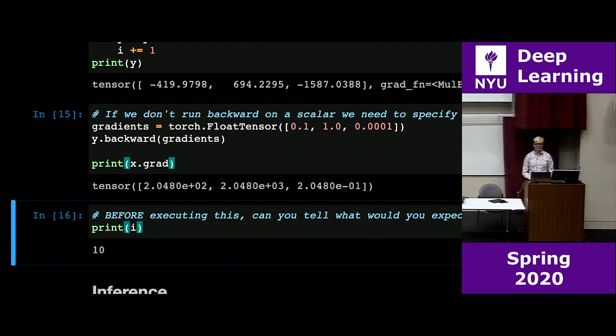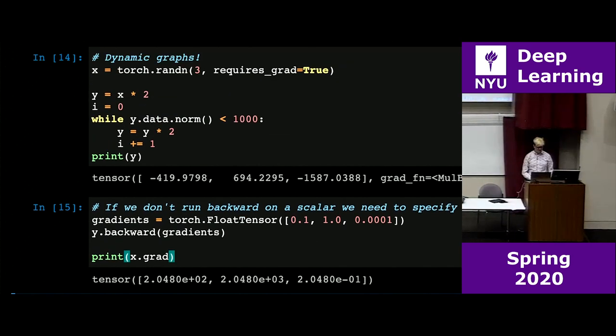And this loop went on for 10 times. Why is that? Because you had the first multiplication by 2 here. And then the loop goes on over and over and multiplies by 2, right? So the final number is going to be this number of iterations in the loop plus the additional multiplication outside, right? Okay.